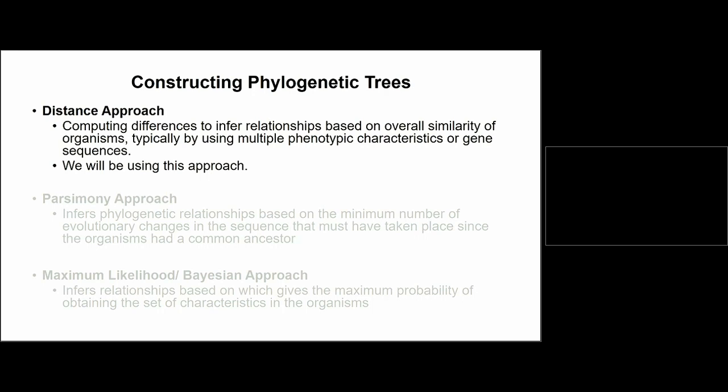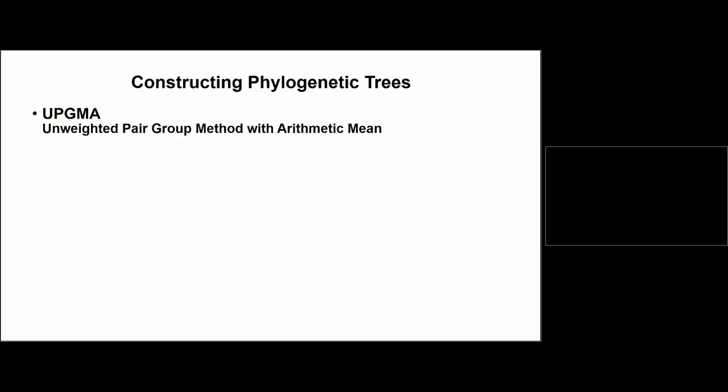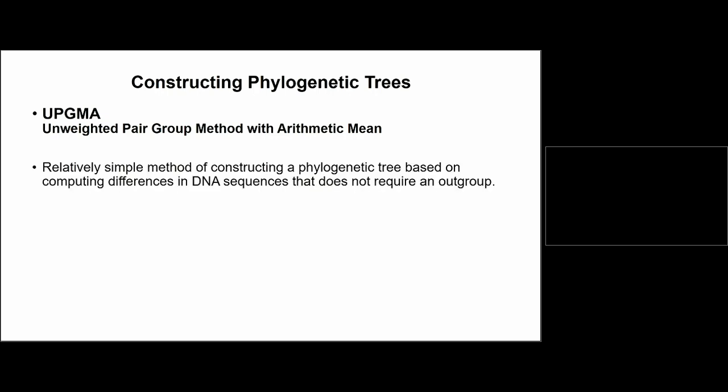So basically, the distance approach is we're going to look at the similarity of the organisms, using sequences to infer similarity. We're basically going to compare the DNA sequence of organisms, see how different they are, and use that to create our phylogenetic tree. So we're using what's called the unweighted pair group method with arithmetic mean. No, you don't have to remember that. It's a relatively complicated phrase, but it's a simple method.